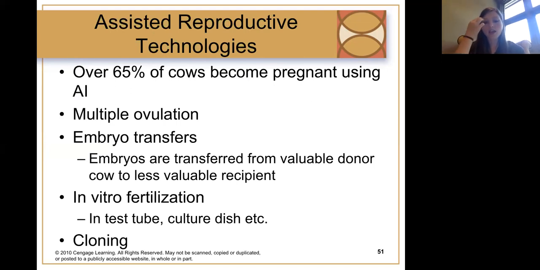That's another thing. And then in vitro fertilization is basically just fertilization that happens in a test tube or a culture dish outside of the cow. And cloning is another one, but that's extremely expensive.